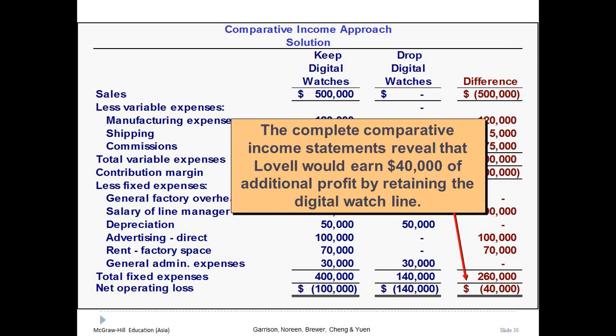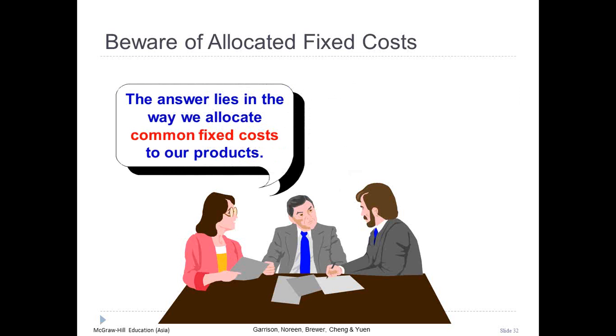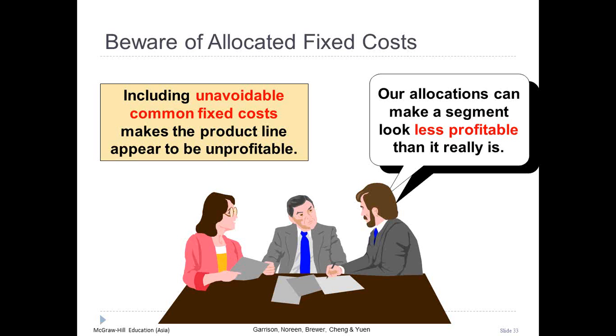Lowell's allocated fixed costs can distort the keep-drop decision. Lowell's managers may ask, why keep the digital watch segment when its segmented income statement shows a $100,000 loss? The answer lies in the way common fixed costs are allocated to products. Including unavoidable common fixed costs in the segmented income statement makes the digital watch product line appear to be unprofitable, when in fact, dropping the product line would decrease the company's overall net operating income.